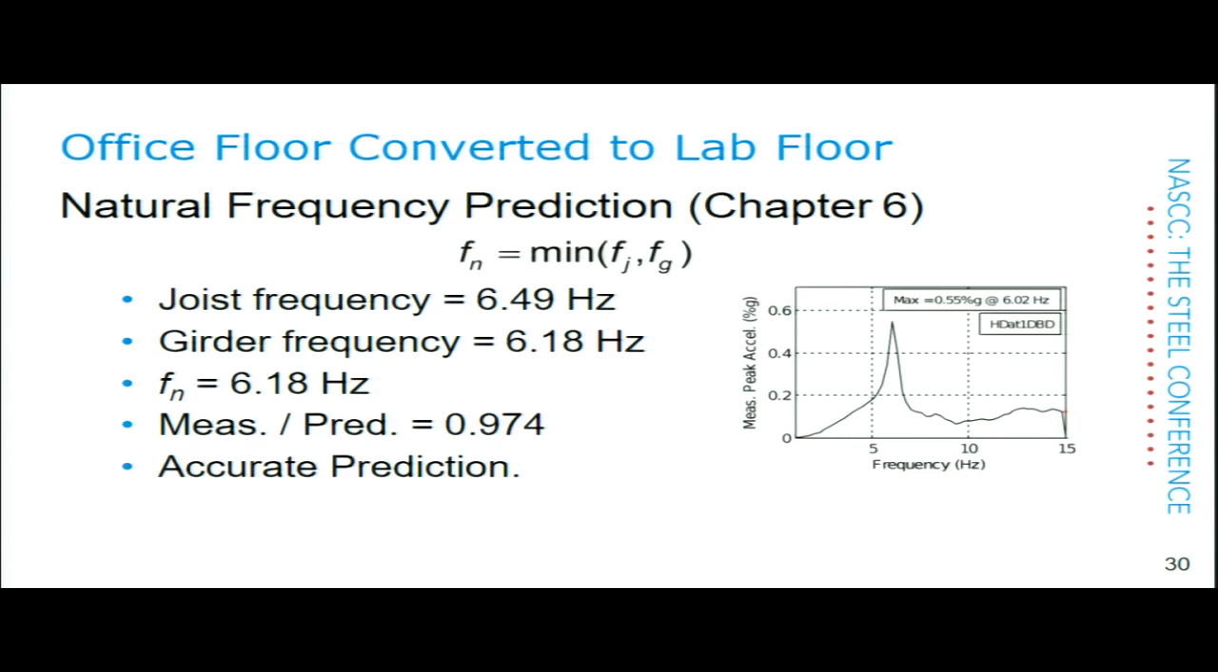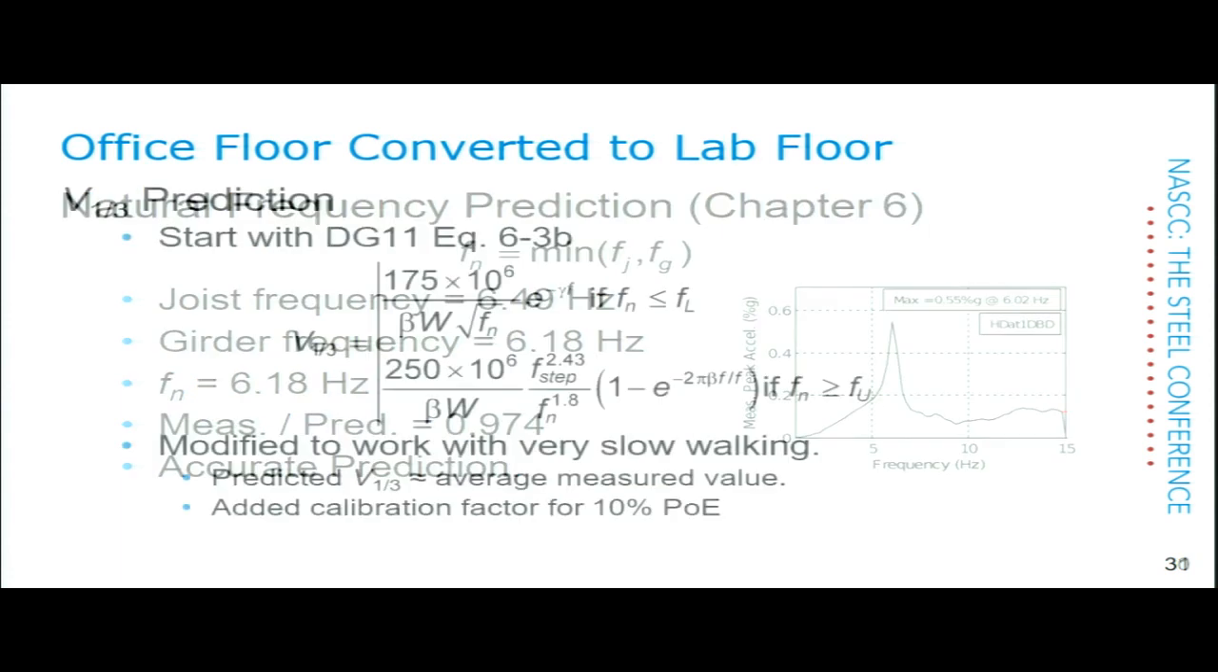That's our prediction anyway. So we take our measured divided by predicted, and we get 0.974, so it's quite accurate. It did a very good job at predicting the natural frequency. That's the easy part, getting the frequency. Okay, so we're good with that method. We don't need to mess with it. We're fine there. Let's go on to walking.